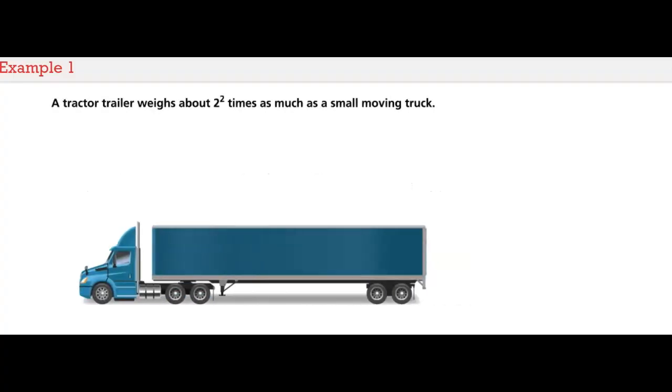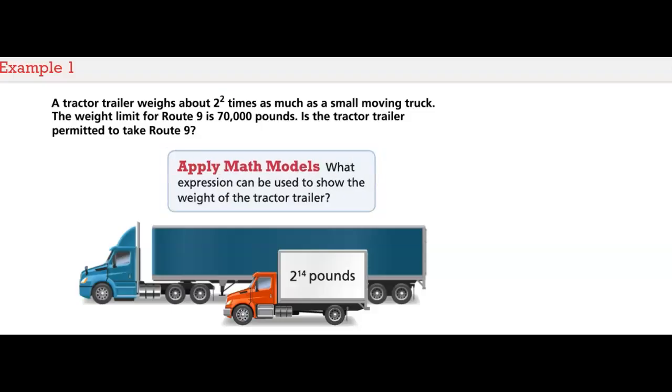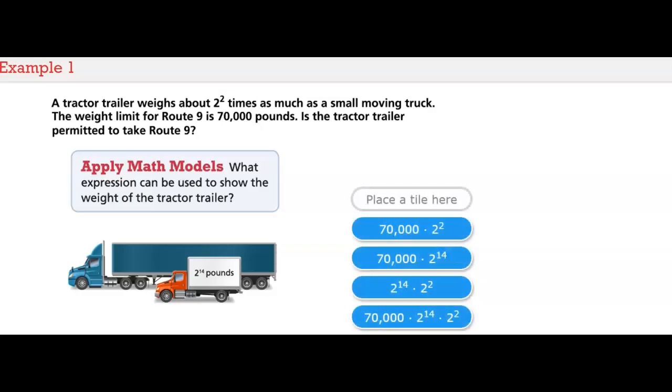A tractor-trailer weighs about 2 to the power of 2 times as much as a small moving truck. The weight limit for Route 9 is 70,000 pounds. Is the tractor-trailer permitted to take Route 9? What expression can be used to show the weight of the tractor-trailer? Select your answer.